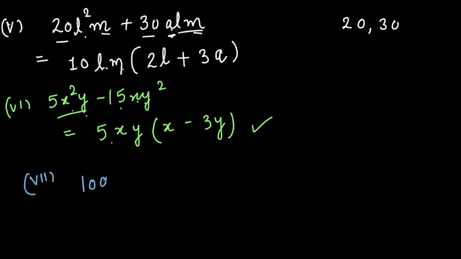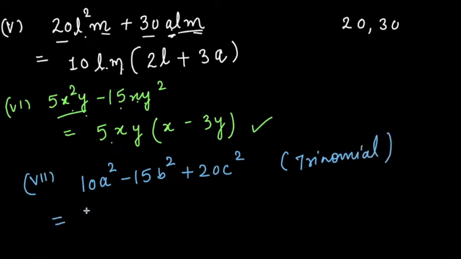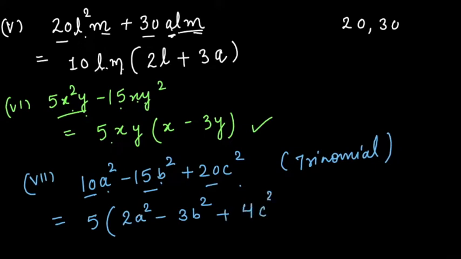Seventh part, which is 10a square minus 15b square plus 20c square. Now you have a trinomial here. We will see in all three terms what the common factors are. 10, 15 and 20. 5 is common, that's a common factor of all these three terms. Here you have a square, here b square and c square, so no common variable. So when you take 5 common from 10a square, 5 2s are 10, a square, 5 3s are 15, b square, plus sign as it is, and 5 4s are 20, c square. So this is the solution for the 7th part.